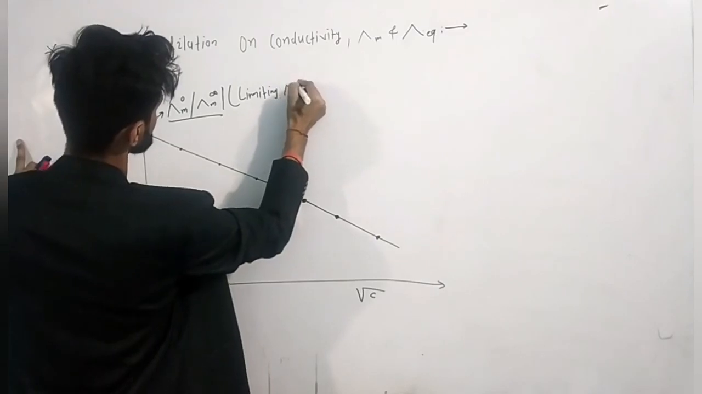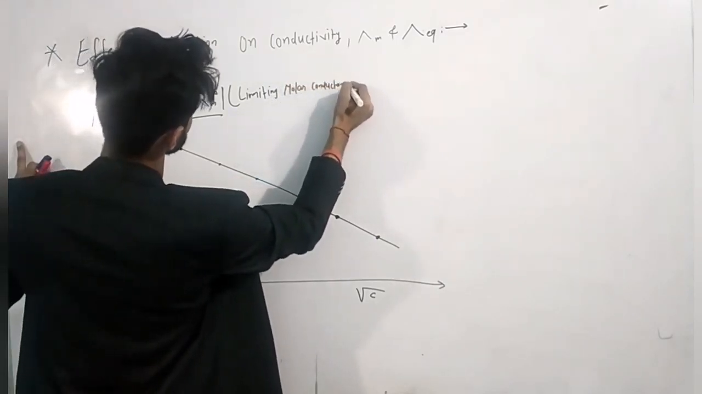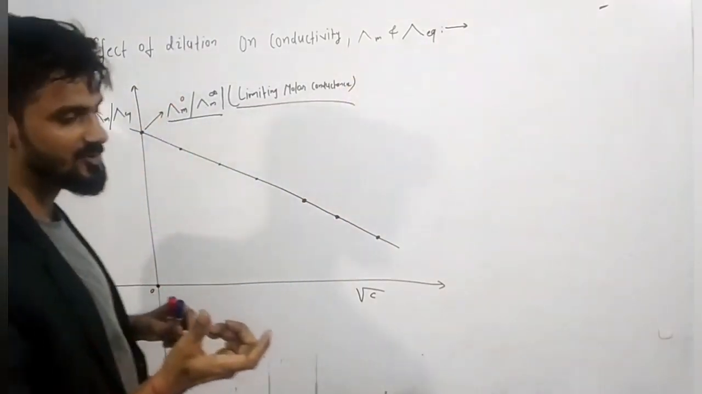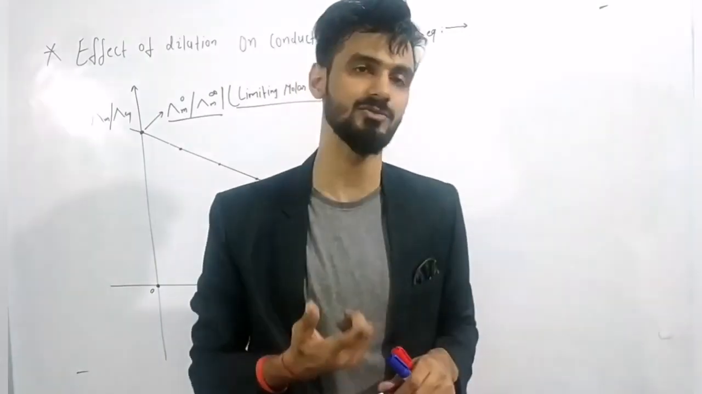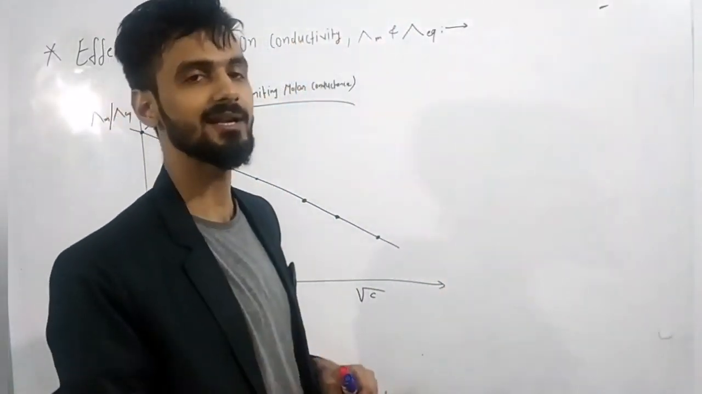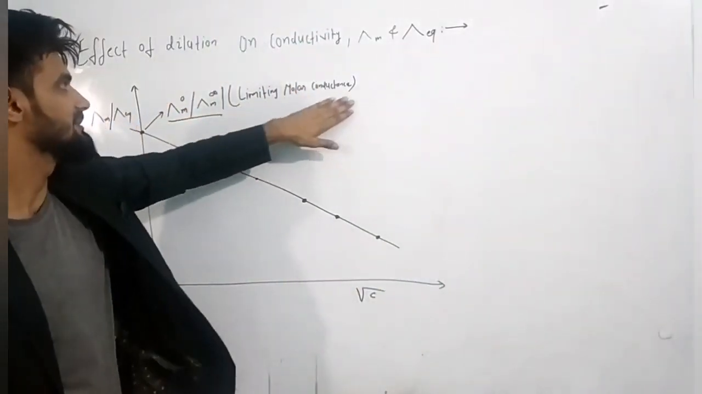Limiting molar conductance. If in the question it is written that the limiting molar conductance of an electrolytic solution is this, you have to understand it as the molar conductance or equivalent conductance of the electrolyte at the infinite dilution point. That's why I have written here that it is called the limiting molar conductance.